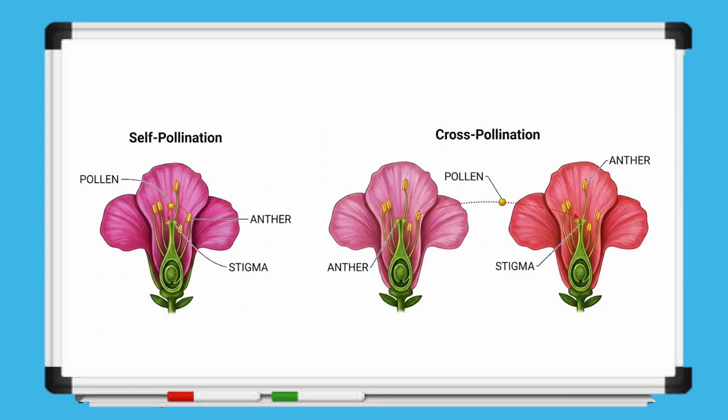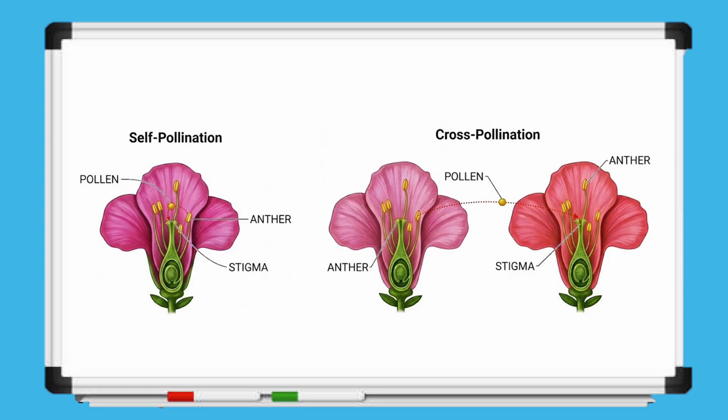Self-pollination occurs when pollen from the anther is transferred to the stigma of the same flower or another flower on the same plant. This may happen when pollen falls directly onto the stigma or when insects move pollen within the same plant. After pollination, the pollen grain grows a pollen tube down the style so the male cell can reach the ovule and fertilize the female egg cell. This leads to the formation of seeds. Self-pollination is important because it allows plants to reproduce even when pollinators are not available, but it usually produces little genetic variation.